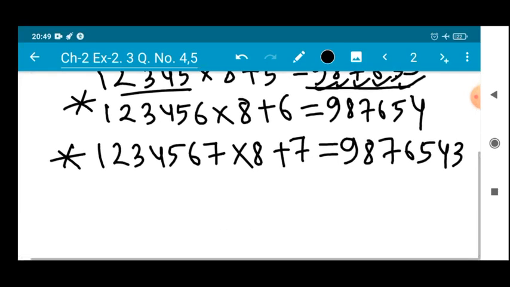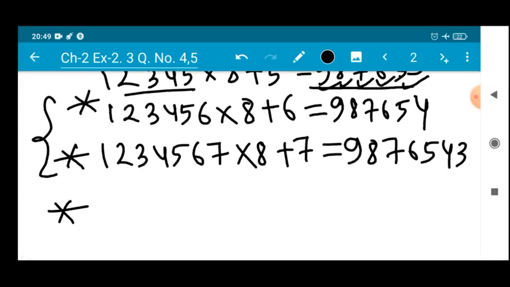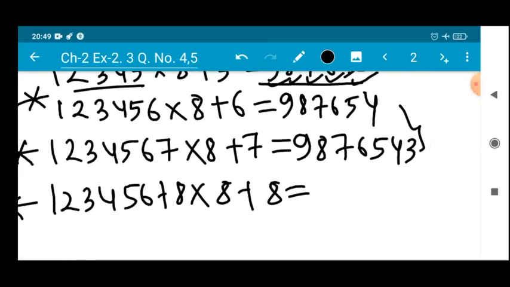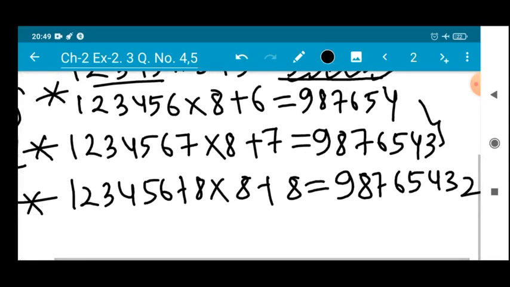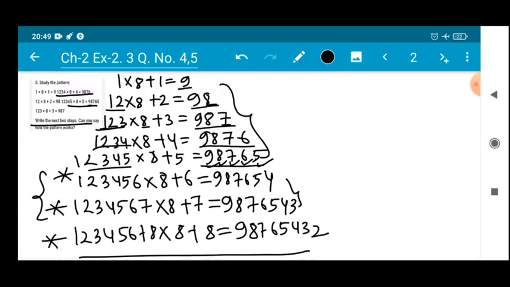If you want to go forward, you can, but they have said only to find the 2 answers. They have said only write the next 2 steps. We got these next 2 steps, but if you still want to go forward, then what will be the answer? 1, 2, 3, 4, 5, 6, 7, then 8 into 8 plus, it will not be 7, it will be continued as 8. Then here 9, 8, 7, 6, 5, 4, 3, 2. Isn't it? This will be the answer. So I hope you have understood this. This is the simple pattern used here. If you want to continue further, you can go ahead.